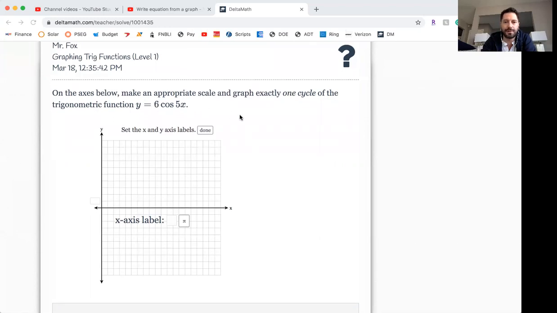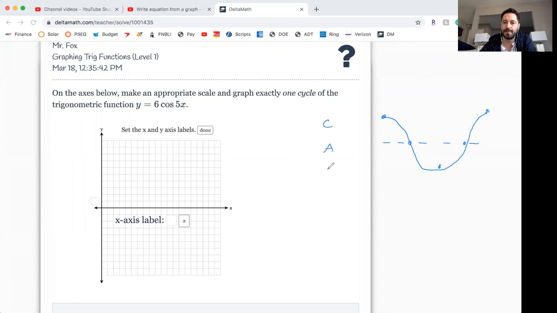So 6 cos 5x, it's a cosine function, which means that it looks like this. I'll sketch it out. Positive cosine function. So we're going to plot 5 points. Okay. It's got an amplitude.